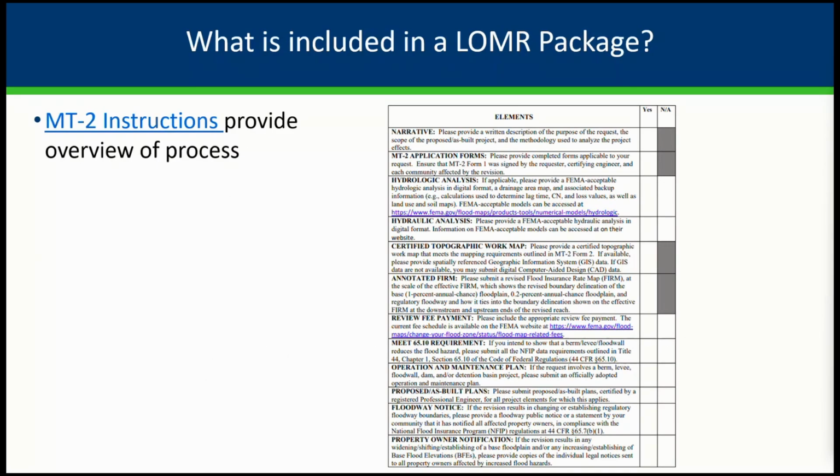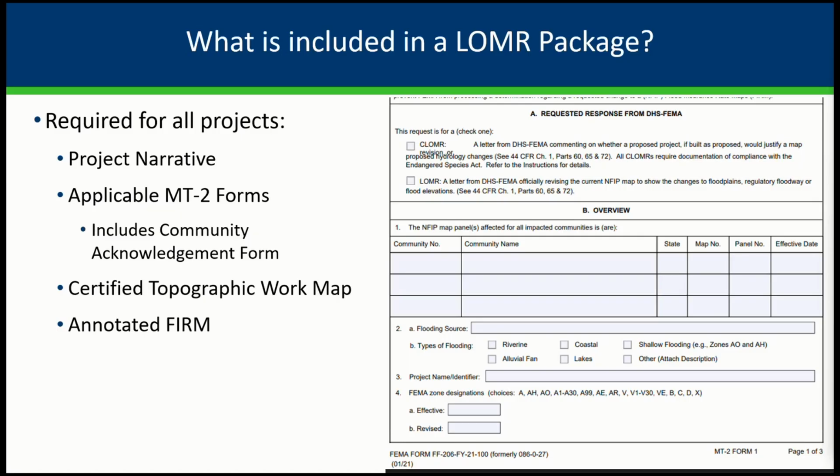Yeah. So now I'm going to talk about what's typically included in a LOMR package. I link here to the MT2 instructions, and the instructions are really helpful, and they go through a lot of what's required. This is a screenshot of a checklist of what is required from one of the pages. I'll go through some of these checklist items now. All projects should include a project narrative, any applicable MT2 forms, which includes that community acknowledgement form, a certified topographic work map, and an annotated FIRM.